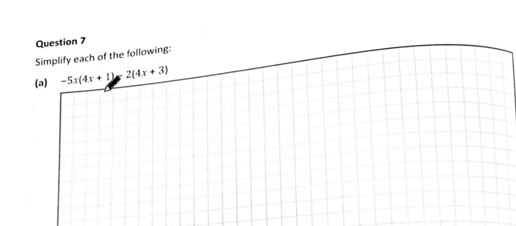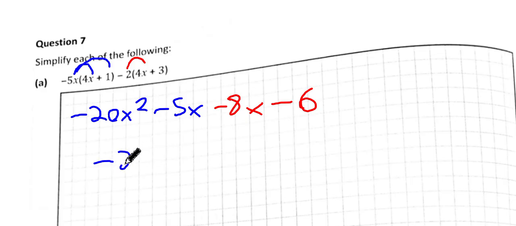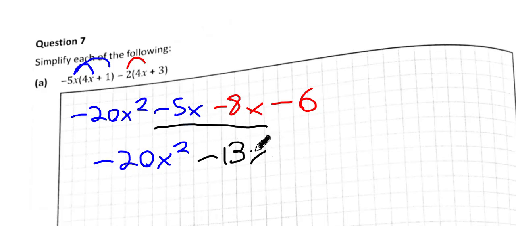Each of these, no hassle. Draw your two lines, and what do you get? Minus 20, minus 5x, yeah? Then you get minus 8x and yesterday, and yeah, what else? And then what happens next is the 20x squared stays, it's on its own, there's no other x squareds. Now what's minus 5 minus 8? It is minus 13. And you leave the minus 6 alone.